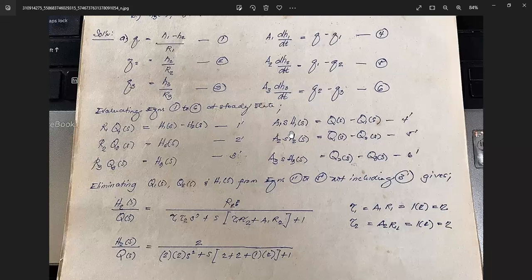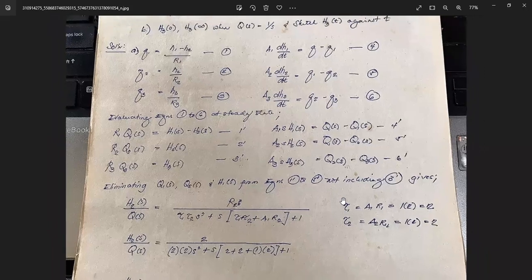So when you change it to capital letters, you have to evaluate each of these equations at steady state and subtract it from the original, converting it to capital and then taking Laplace transforms. So you have these equations now coming from 4, 5, and 6. I have labeled them 4 prime, 5 prime, and 6 prime. If you eliminate Q1(s), Q2(s), and A1(s) from equations 1 prime to 5 prime, not including 3 prime, it will give you this particular equation.